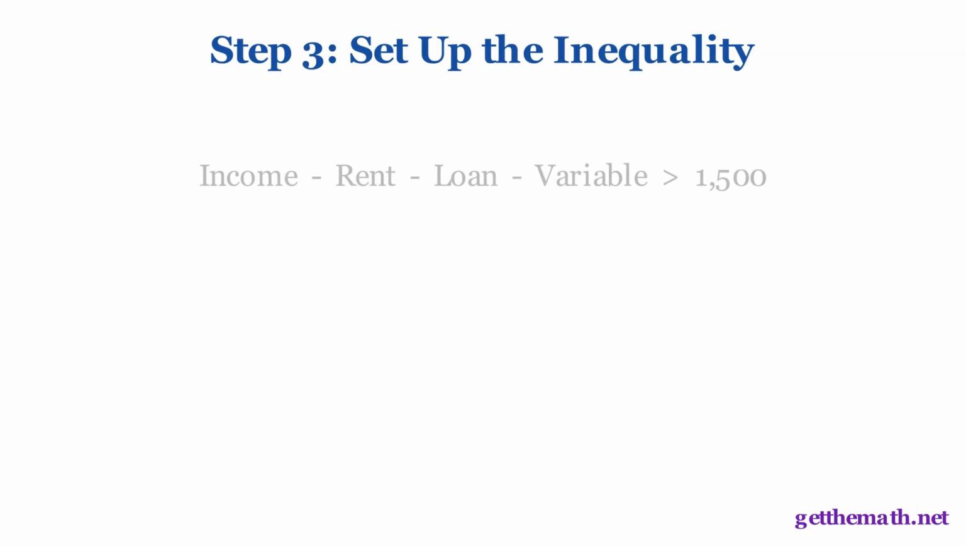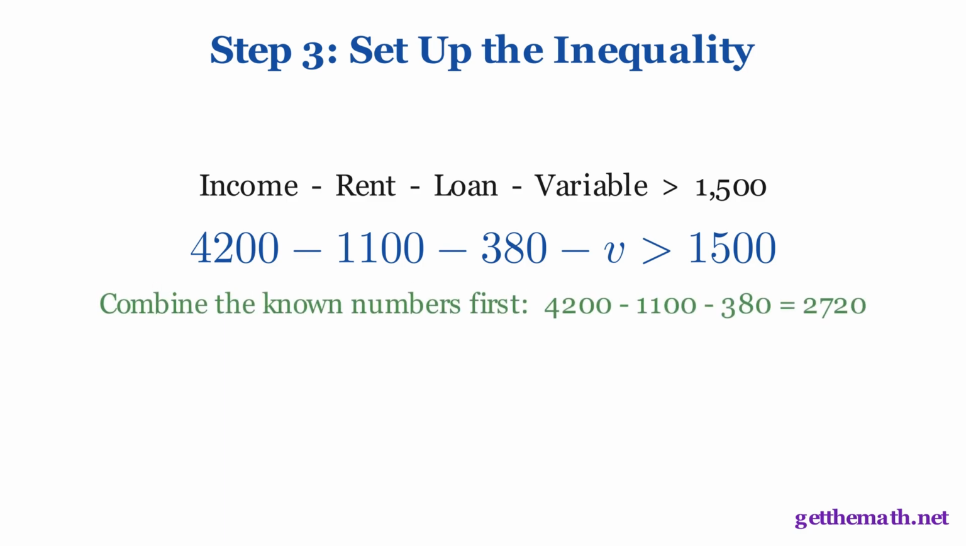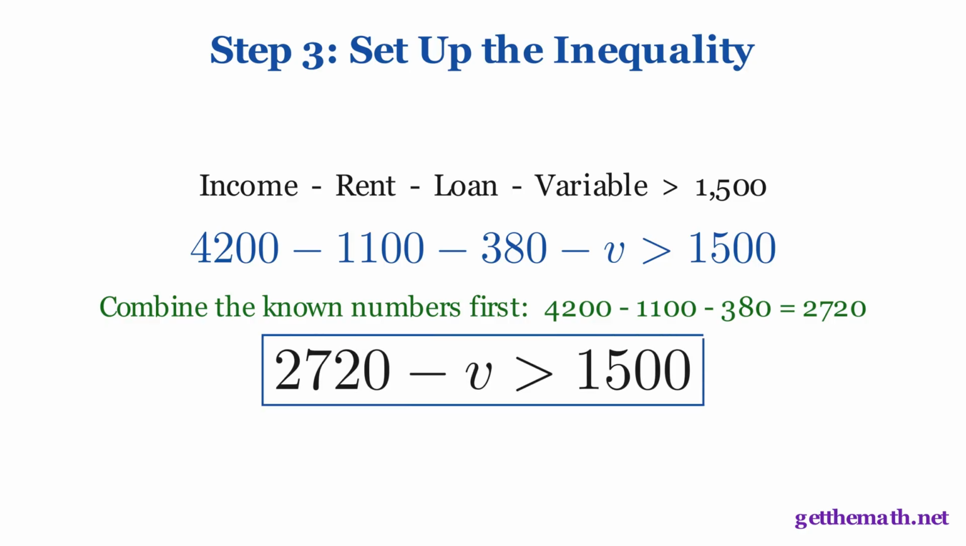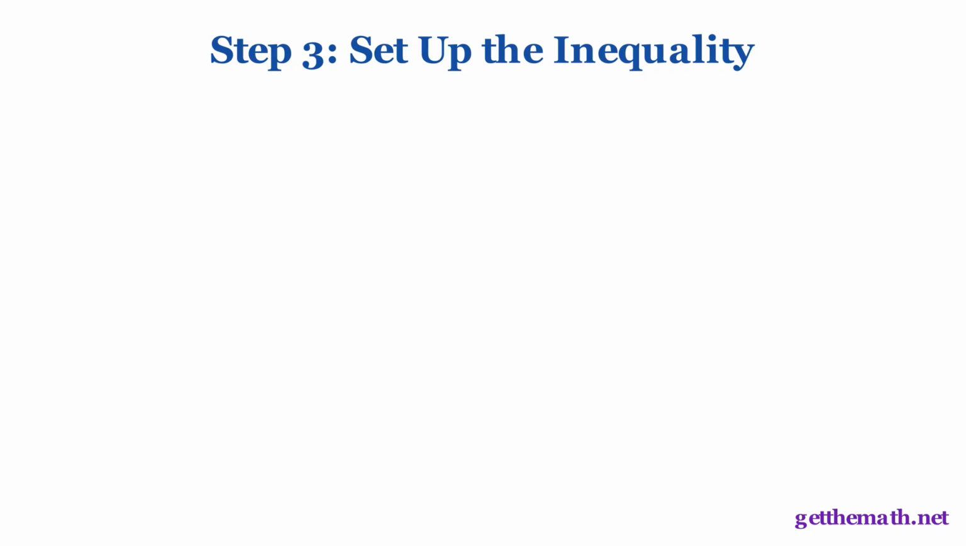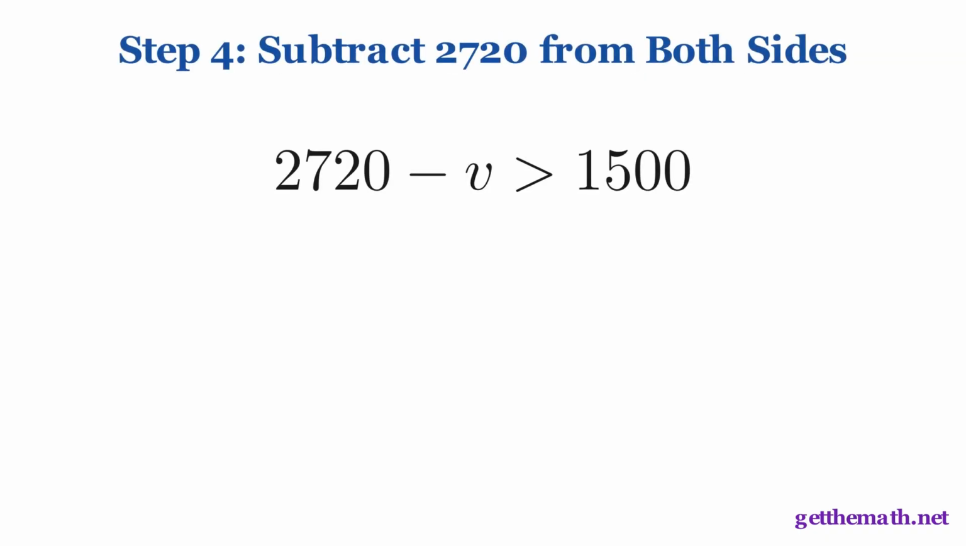Step 3. Set up the inequality. We write 4,200 minus 1,100 minus 380 minus V is greater than 1,500. Let's combine the known numbers first. 4,200 minus 1,100 minus 380 equals 2,720. So the inequality simplifies to 2,720 minus V is greater than 1,500.